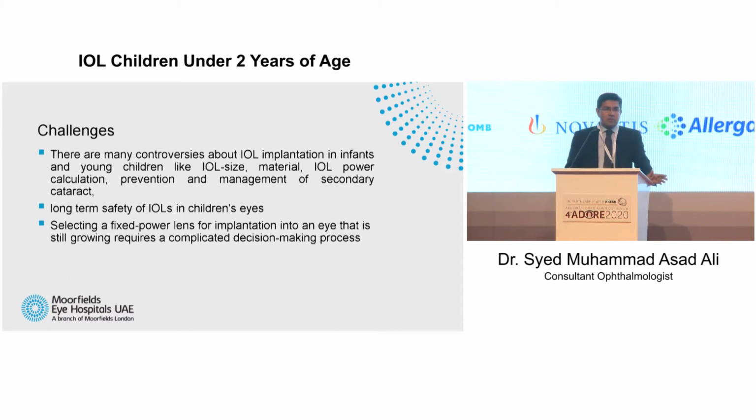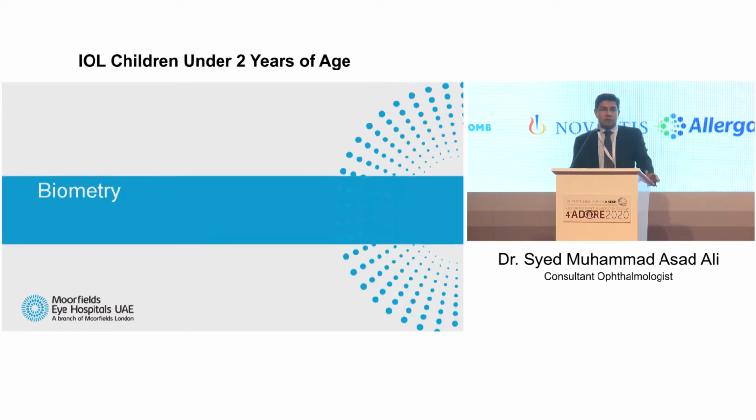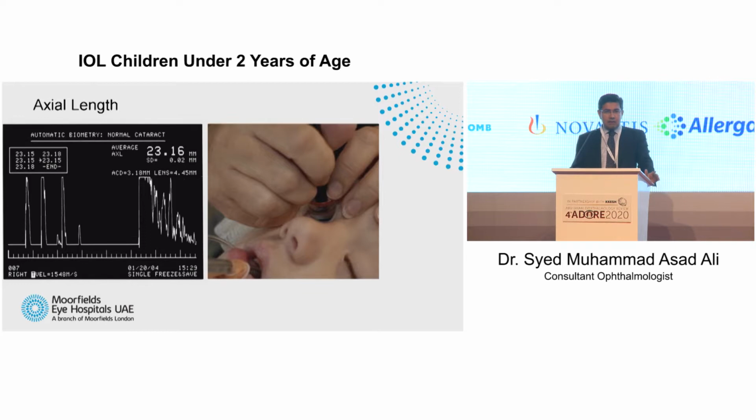So as Professor O'Keefe said, there's a consensus to operate on bilateral dense congenital cataract at 6 weeks of age. But with intraocular lens implantation, there are still controversies regarding the safety and complications, and what lens to put in because of myopic shift. So biometry is done usually under general anesthesia in this age group.